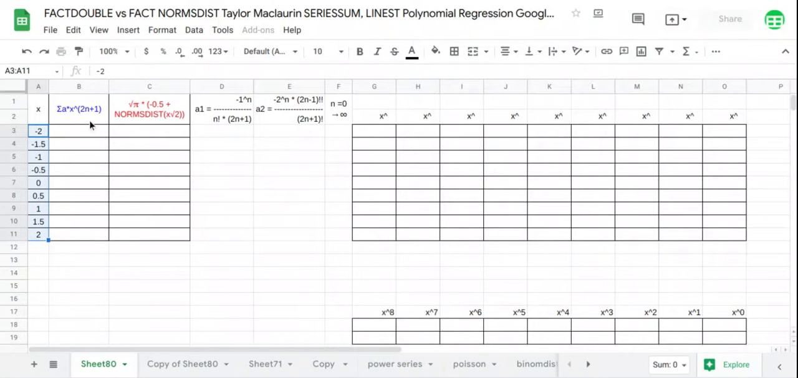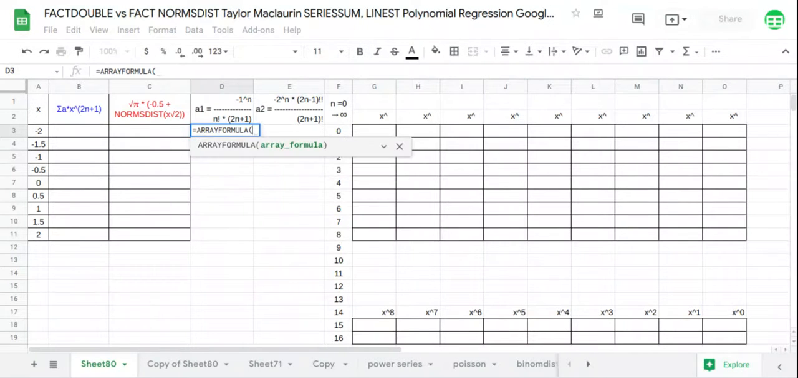We begin with the formula of this series sum expansion, which is the summation of a times x to the power 2n plus 1, where a can be a1, which is the factorial, or a2, the double factorial. And the value of n is from 0 to infinity. You can start from 0 up to infinity. 16 is good enough.